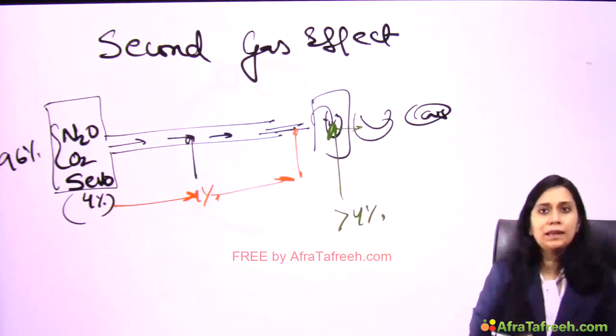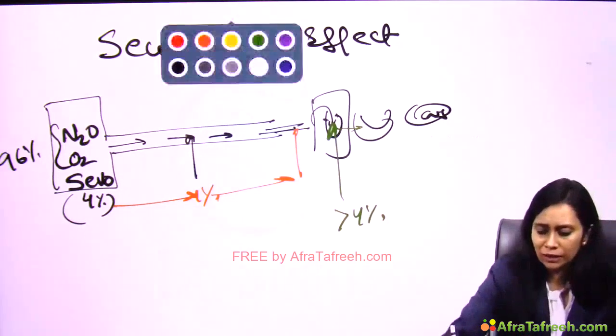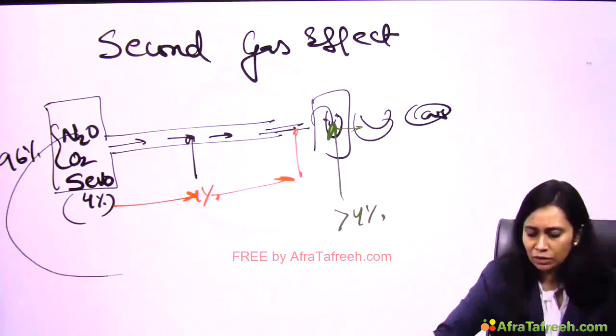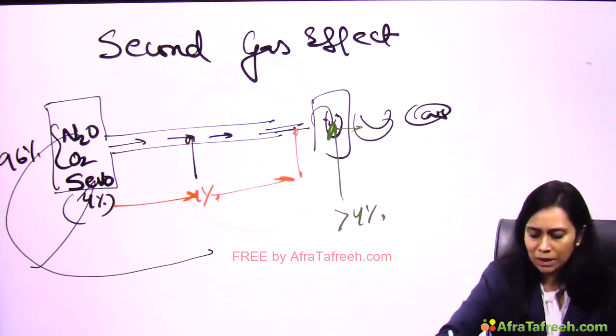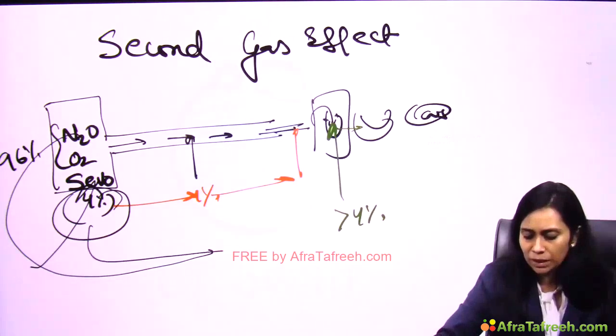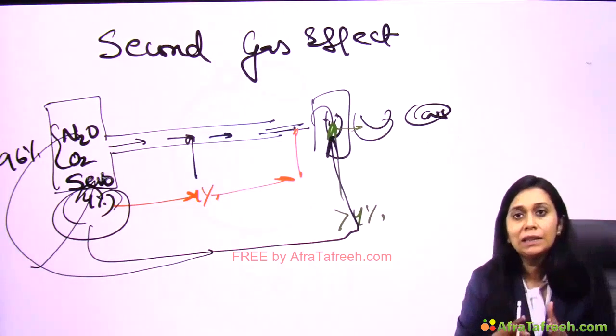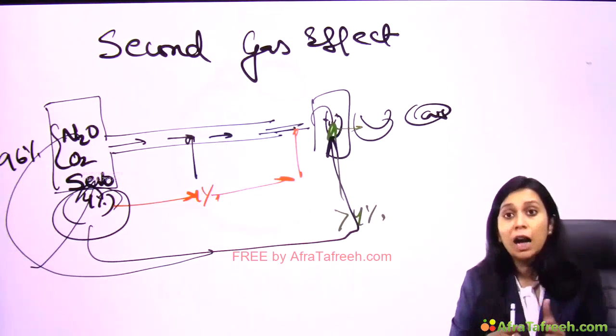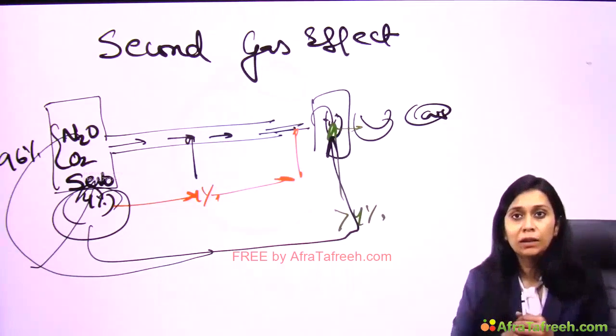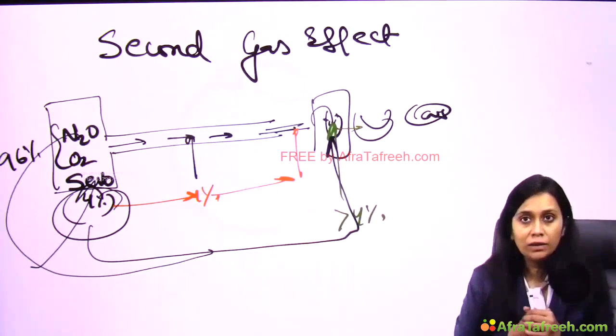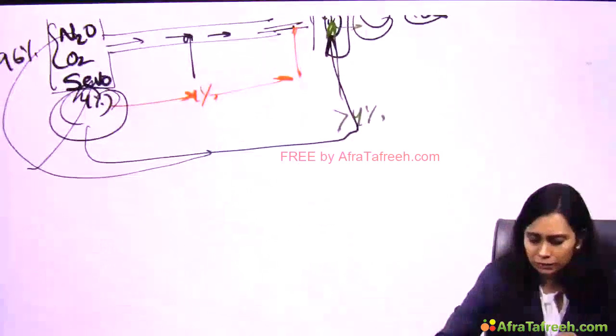This is what is second gas effect. What is second gas effect? It is the effect of nitrous oxide on the accompanying agent, that is sevoflurane, to increase the concentration of the accompanying agent in the alveoli. Nitrous oxide increases the uptake of the accompanying agent in the alveoli. This is called second gas effect. Got it?